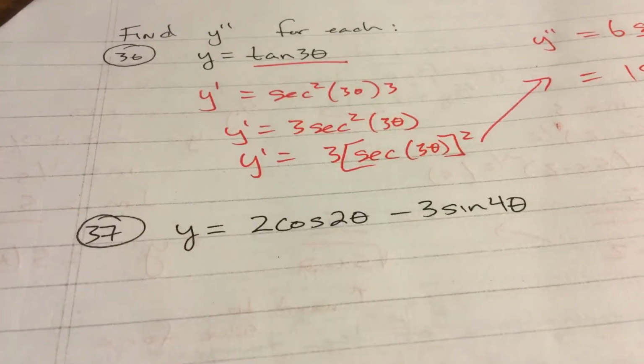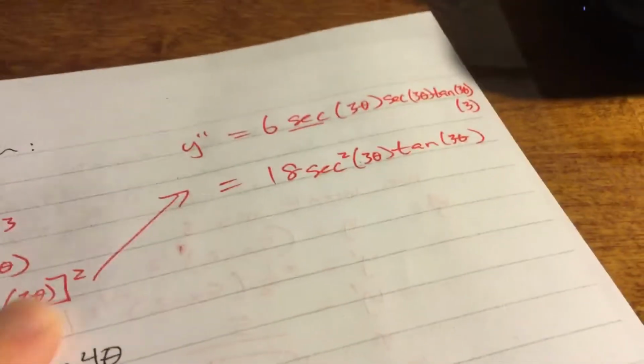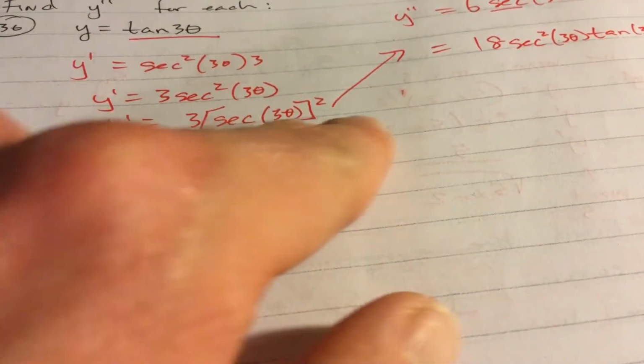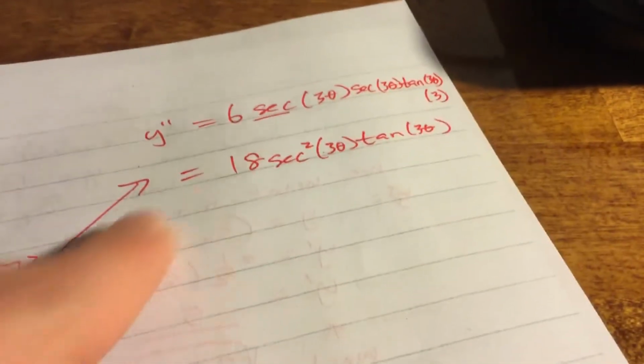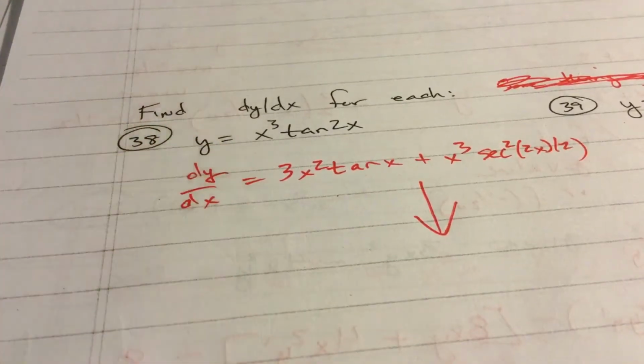Y double prime, very good. So y prime is secant squared 3 theta times the derivative of 3 theta, which is 3. Now, if I want to take the derivative of that, I should really write it like this, chain rule. You're going to bring down the 2, take the derivative of u with respect to theta, which is this. Then don't forget to take the derivative of 3 theta, which is that. Well, just kind of think of this as y prime, okay?